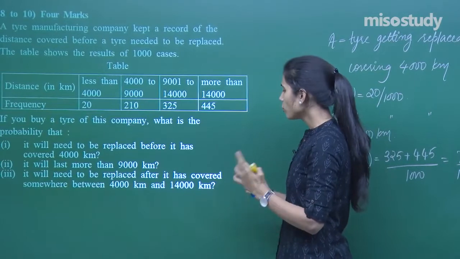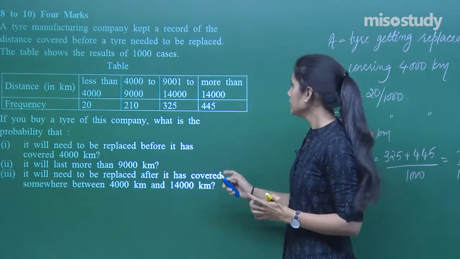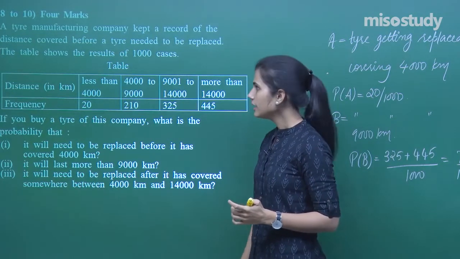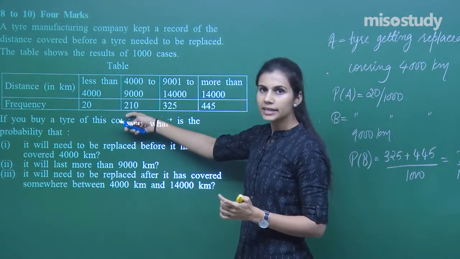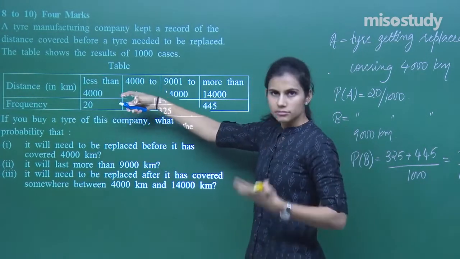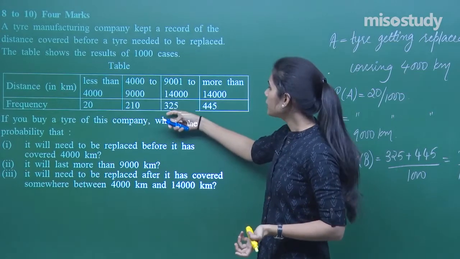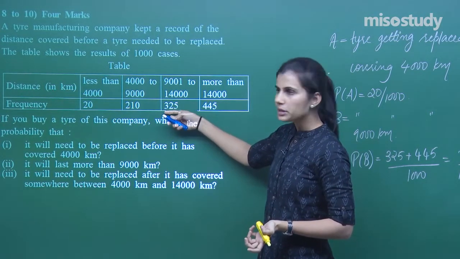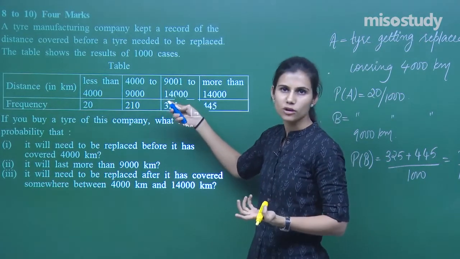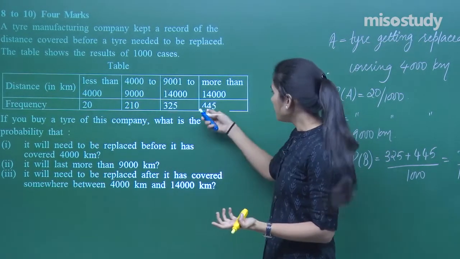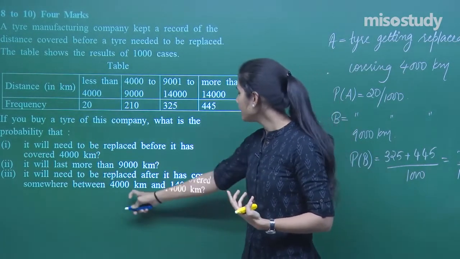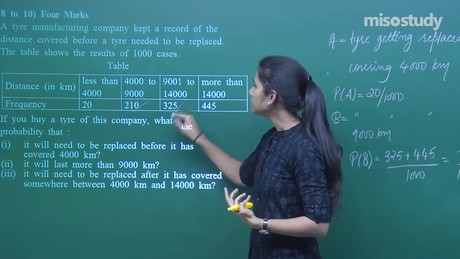Then if I define event C as it will need to be replaced after it has covered somewhere between 4000 to 14,000. Out of 1000 tires, 210 tires are replaced when they have covered distance in this range, which is after covering 4000, and 325 tires need to be replaced after covering distance in this range, which is between 9001 to 14,000, that means less than 14,000. So in the range of 4,000 to 14,000, I have these two numbers.